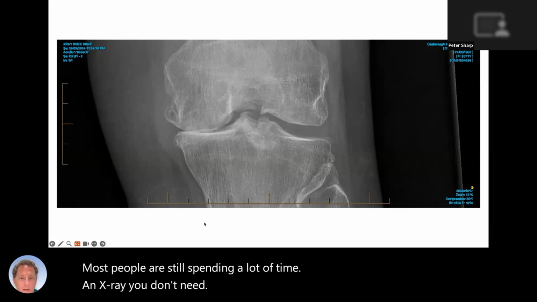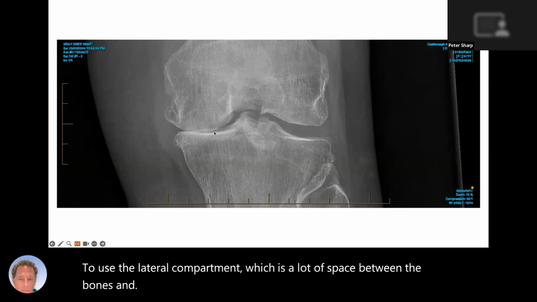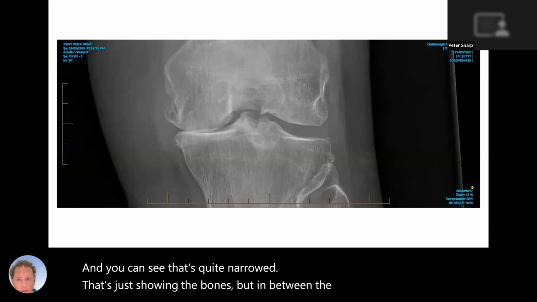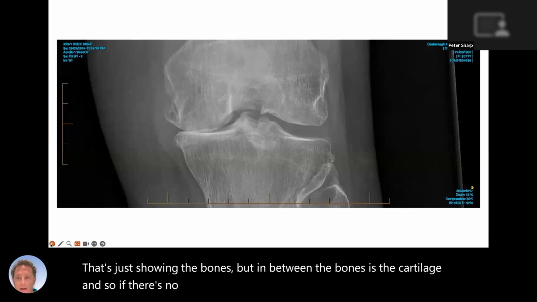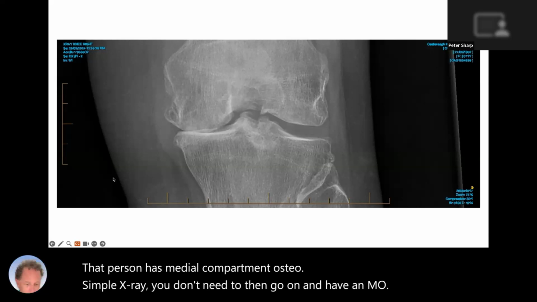But as you can see on this picture, this is a picture of a knee, and you can see the one side is the lateral compartment, which has a lot of space between the bones, and on the other side is the medial compartment, and you can see that's quite narrowed. And obviously that's just showing the bones, but in between the bones is the cartilage. So if there's no space between the bones, then you can easily see that that person has medial compartment osteoarthritis. And that's just based on a simple X-ray. You don't need to then go on and have an MRI, but unfortunately a lot of people still do that.